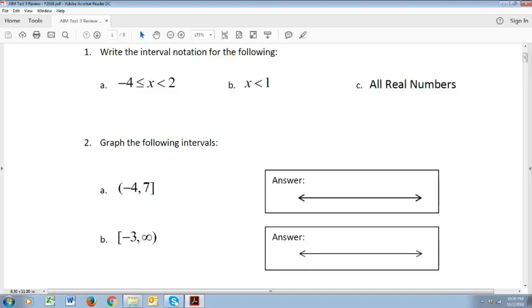In this video I'll be going over the test 3 review. So let's go ahead and get started. It says on number 1, write the interval notation for the following.